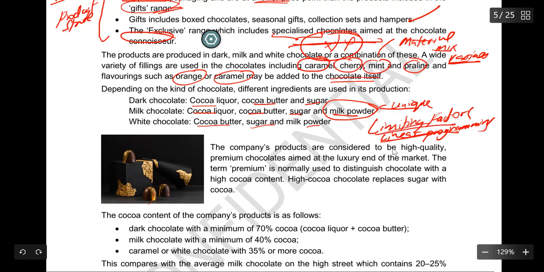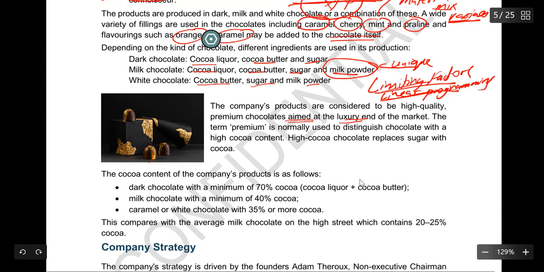The company's products are considered to be high quality premium chocolate aimed at the luxury end of the market. The term premium is normally used to distinguish chocolate with high cocoa content. High cocoa chocolate replaces sugar with cocoa. The cocoa content of products is as follows: dark chocolate 70% cocoa, then 40% and 30%. So students, here they are clearly stating a requirement. So I can say here limiting factor analysis. And students, I think you are aware of a calculation called contribution per limiting factor. So please keep that in mind students. That may be a very important thing for you.